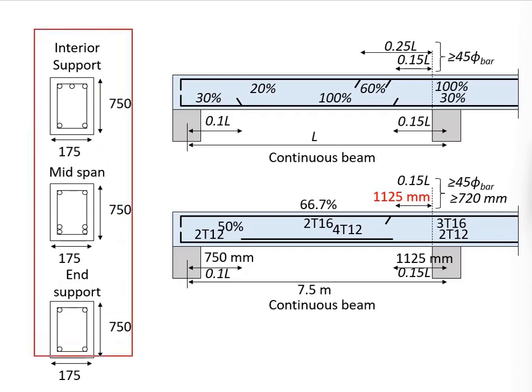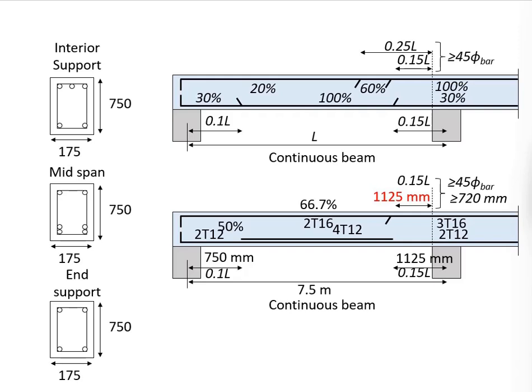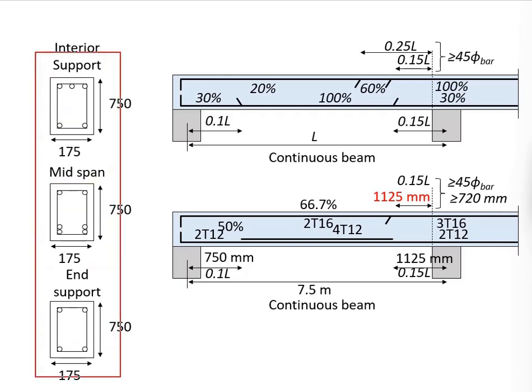Next, you might want to show the cross sections of the reinforcement. If you cut a section here, you will have 3T16 on the top and 2T12. That gives you these arrangements of the reinforcement. If you cut the section here, you have 4T12, which is here, and 2T16, which is here. And if you cut the section here, it will be 2T12 here and 2T16 here. You will see different arrangements of the reinforcement bar at different locations.